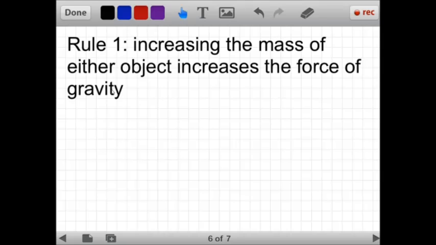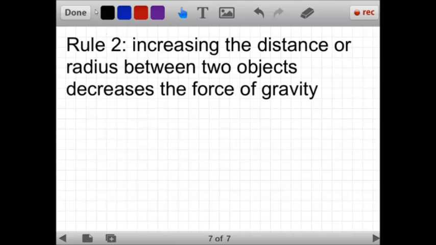Here's the second rule. Increasing the distance, or remember in the equation, that's the radius between two objects, decreases the force of gravity. They don't go up or down together. The opposite effect happens. Remember, this is an inverse relationship. So once again, you can flip these words. Decreasing the distance or radius between two objects increases the force of gravity. These two rules that we just talked about should make sense to you, right?